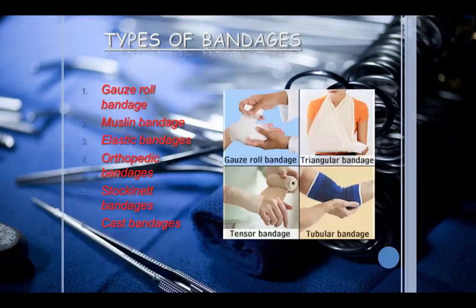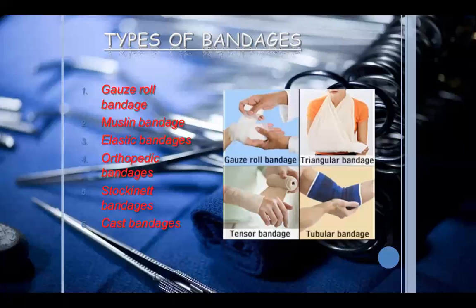So, what are the types of bandage you may have seen in this picture? Gauze roll bandage made of gauze cloth, muslin bandage, cotton bandage, elastic bandage, orthopedic bandage, stockinette bandage, cast bandage. These are the various types of bandage available now. You can see in this picture the lady has a fracture and is wearing a triangular bandage. Then the gauze roll bandage. Sometimes you have a cut, and you have to put that bandage over that area.